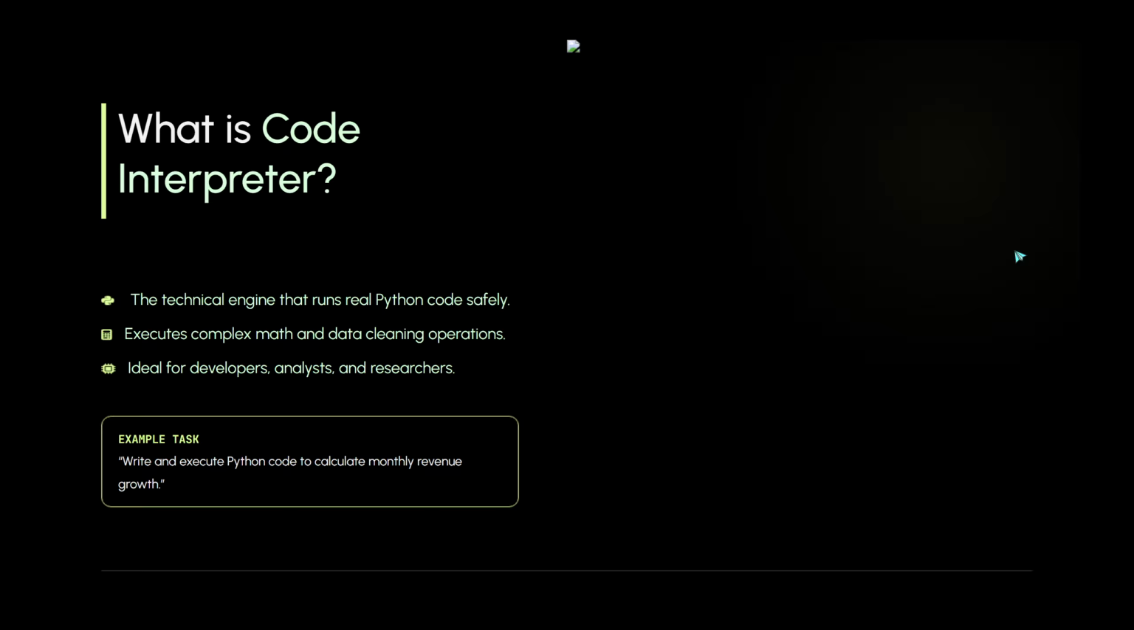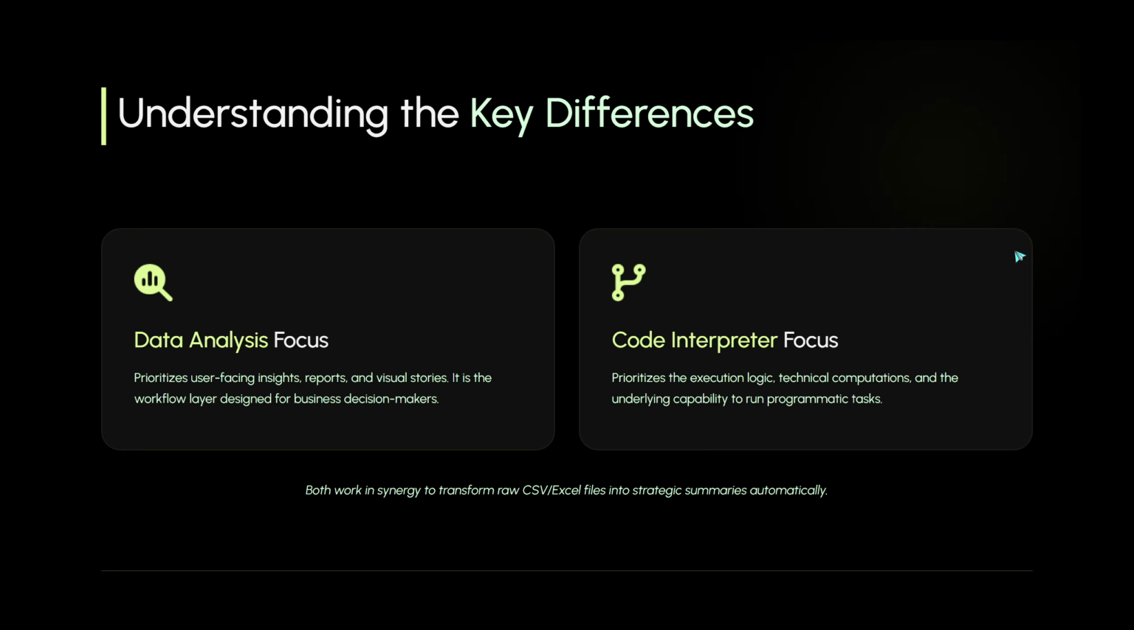Data analysis focuses on insights, reports, and visualizations. Code Interpreter focuses on executing code and performing computations. You can think of data analysis as the user-facing workflow, while Code Interpreter is the engine that powers many of the technical operations underneath it. Together, they make it possible to upload a CSV file and automatically generate charts, summaries, and statistical analysis.